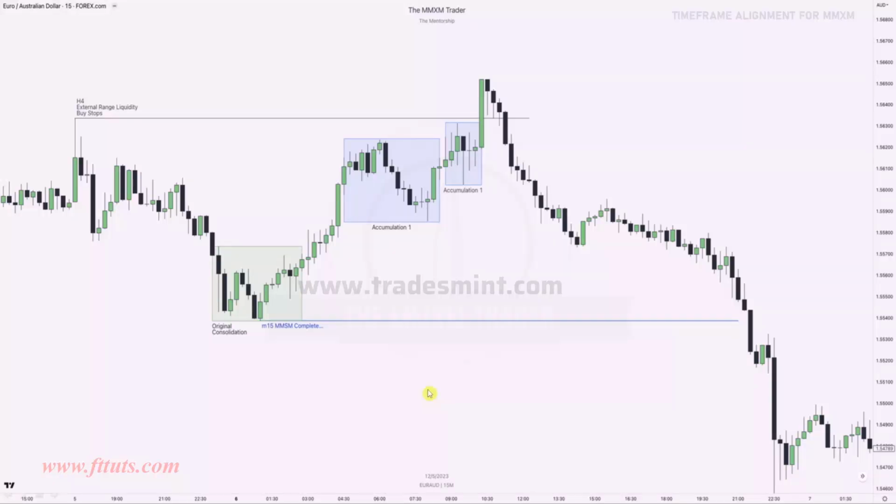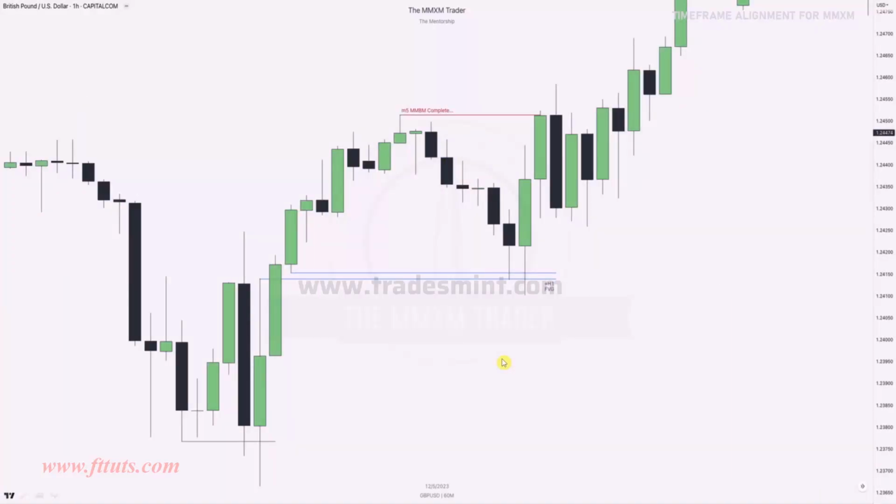The daily or that 4-hour fair value gap in discount. We had accumulation phase 1 happening over here, accumulation phase 2, and then eventually smart money reversal above buy stops, right? Order pairing again, continuing down lower, lower, lower, completing this market maker sell model on a 15-minute time frame. We're diving one more time frame lower, right? 1-hour chart. So we're getting into scalper territory right now.